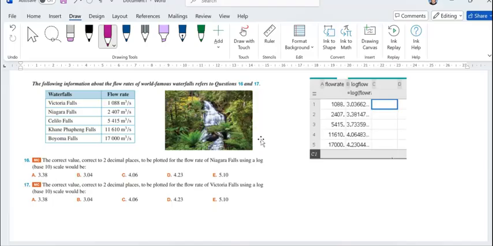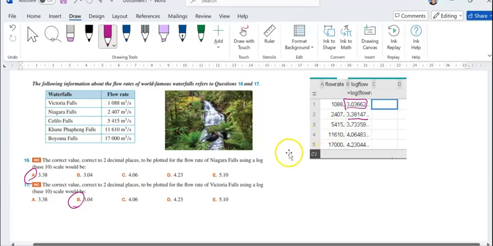And both of these are asking us to use a log scale and calculate basically the log of each of those two values. So if you see on the right-hand side there, the Niagara Falls is the second one on the list. So 3.38 would be Niagara Falls. That would be A. And then Victoria Falls is the first one on the list, which would round up to 3.04, which is B. So really your calculator's doing 99% of the work here.